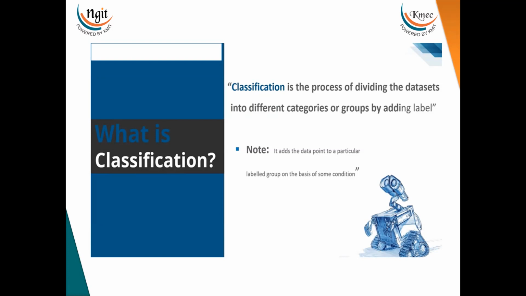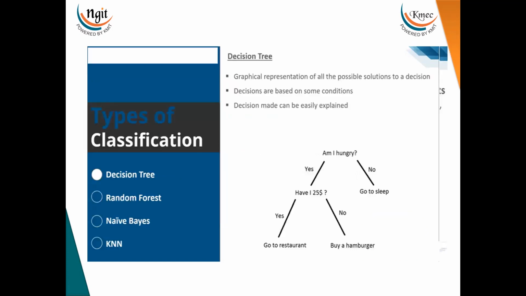Or take another example, like a person having a disease or not. You want to categorize the people who have the disease and the people who don't. This is again a classification problem. Whenever we are trying to solve a classification problem, there are different models available with the help of which we can solve it, and which classification model we use totally depends on the data set. The different classification models available are decision tree, random forest, naive Bayes, and KNN. Today's discussion will be about the decision tree.